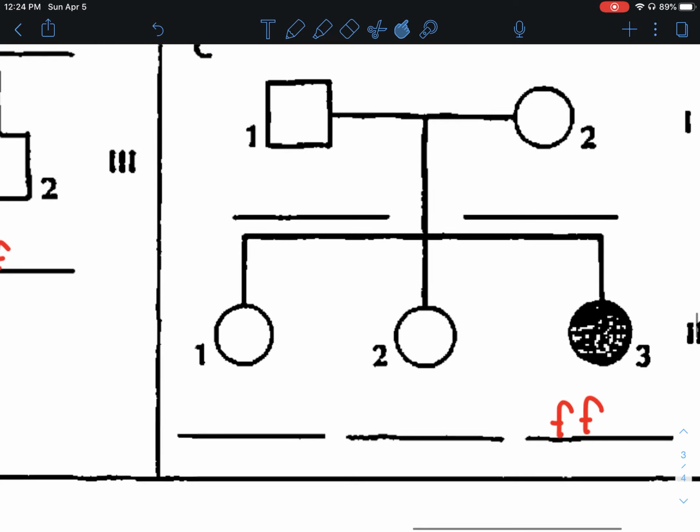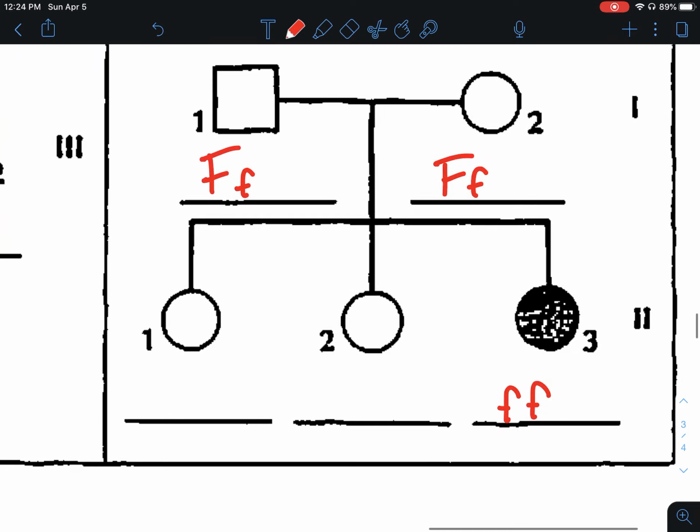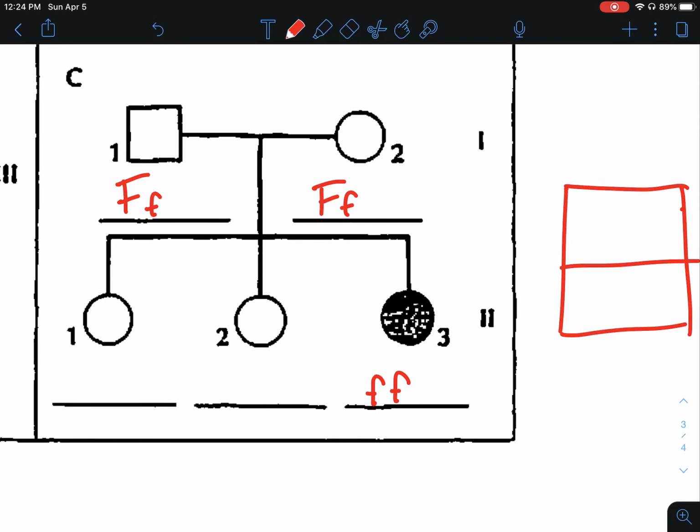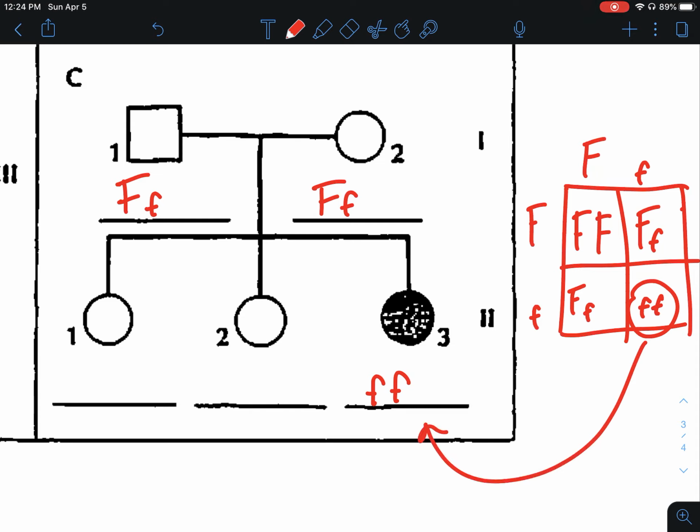All right, so over here, this is an interesting case. You have two parents that aren't showing the trait, but yet they have an offspring that is showing the trait. So what that means is they have to be heterozygotes themselves. Okay. So if you have a heterozygote cross with a heterozygote, you get this for your Punnett square: capital F, capital F, capital F, little f, capital F, little f, little f, little f. So this is the result of right there.